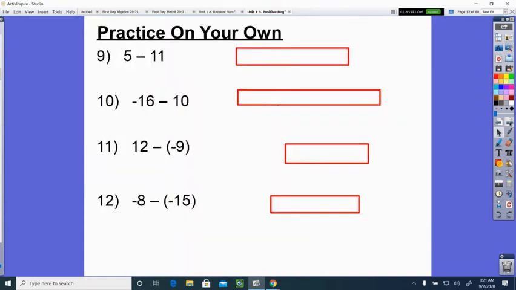So now it is your chance to give these a try. Pause the video, answer the questions on the puzzle, come back when you're all set, and let's see how you did.